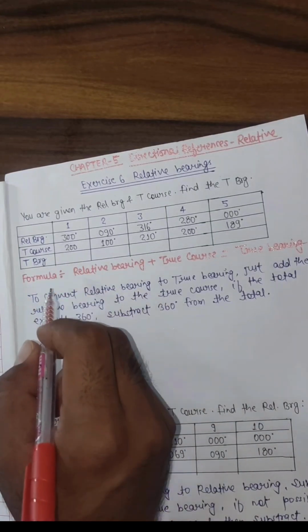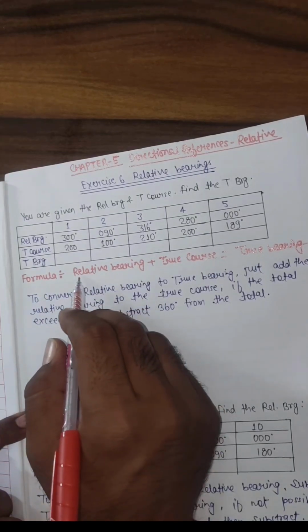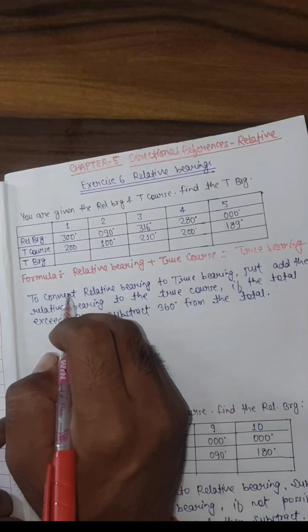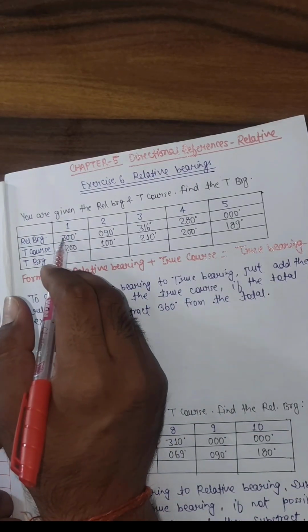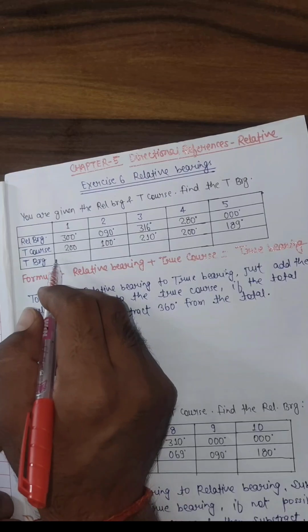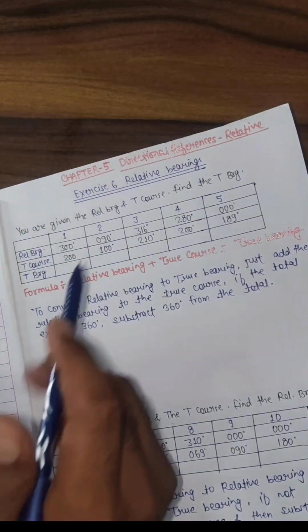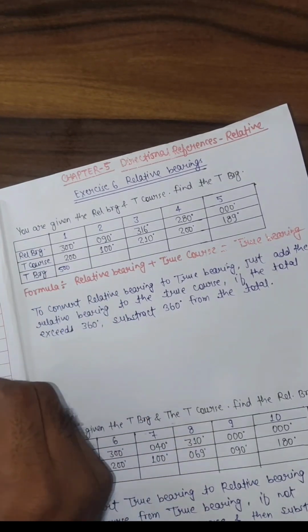In this type of question there is one formula to find out the true bearing, that is relative bearing plus true course is equal to true bearing. That is a very simple formula. If we have to find out the true bearing, just add relative bearing plus true course, and that would be our answer. So we will just add here, that would be 500, but we can't write 500 here.